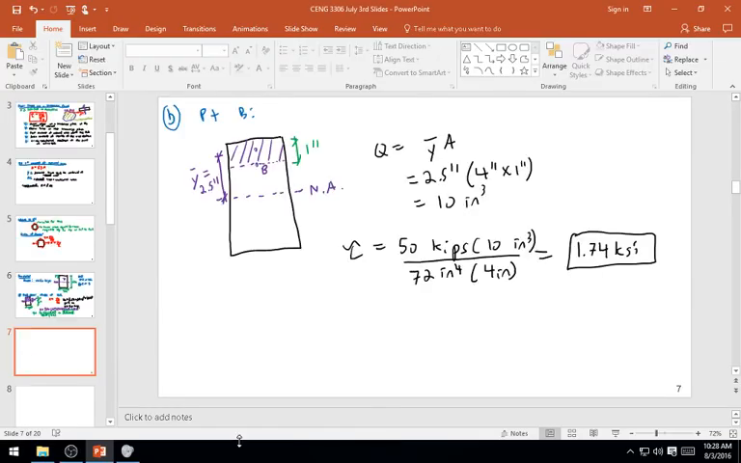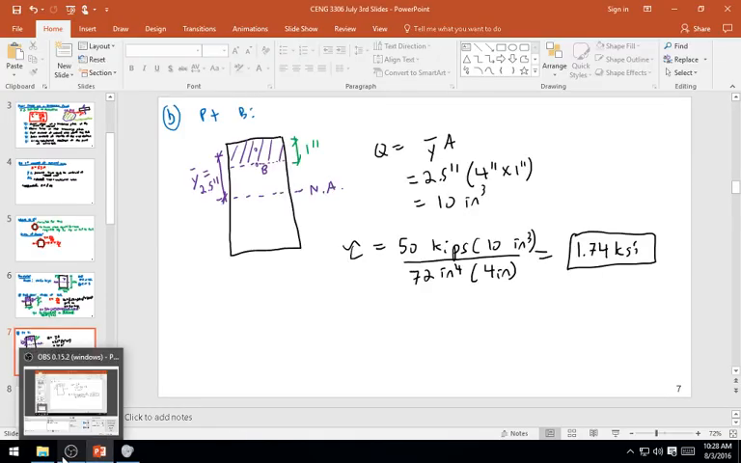All right, that will do it for this lesson. This one will be fairly quick, but the next one, lesson 32, will be a bit longer, and we're going to go into calculating Q and shear stress for a few more complicated examples.